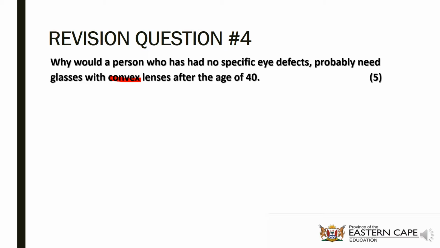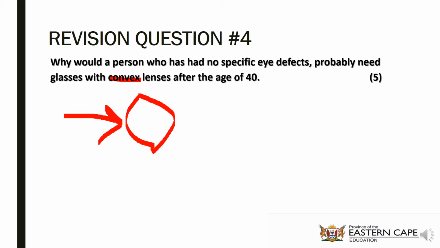When do we use convex lenses? We use them to treat which condition? Long-sightedness. And our convex lenses look like what? They're going to be bulging out because the light rays are going to come in. So that's your convex lens. So why would a person need this type of lenses after the age of 40?